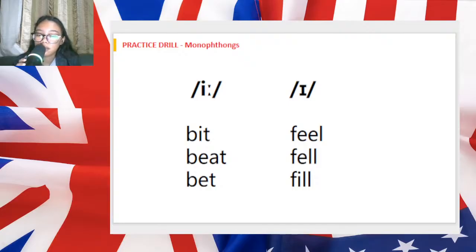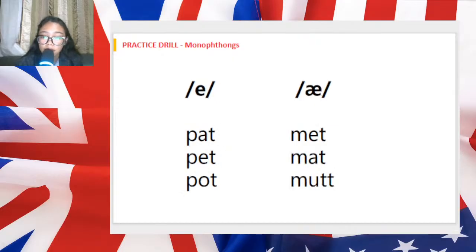Beat, bit, bet, feel, fill, fell. For the first monophthong, or vowel sound, the one with the dots, it's the long ee. Next to that, it's the shorter one basically. Next to that, we have another. So that's that. Okay, next to that is this one.